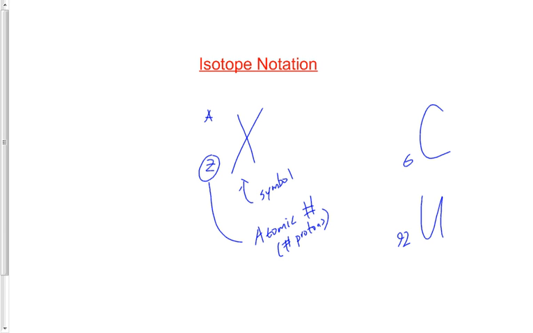An isotope always has the same number of protons, but a different number of neutrons. A describes the number of neutrons. We call that the mass number. It's the number of protons plus the number of neutrons.